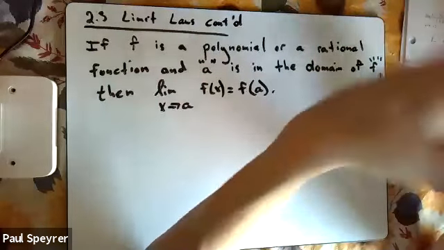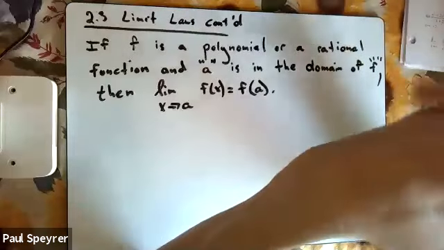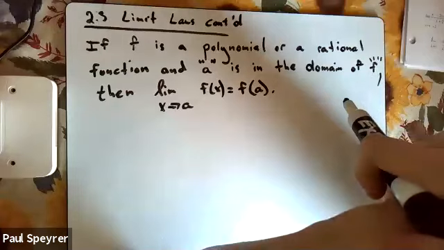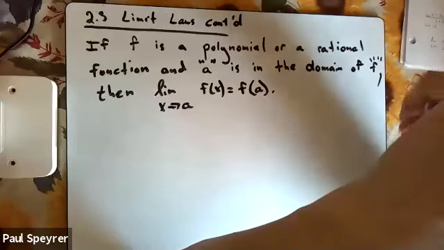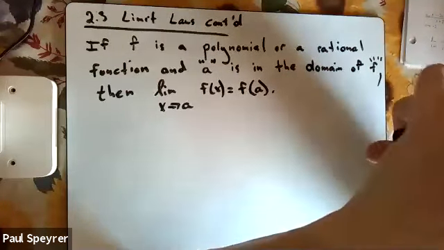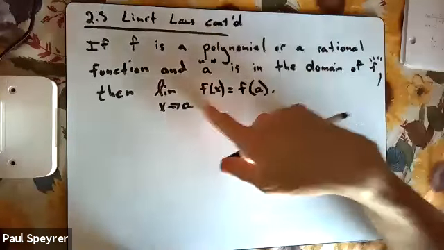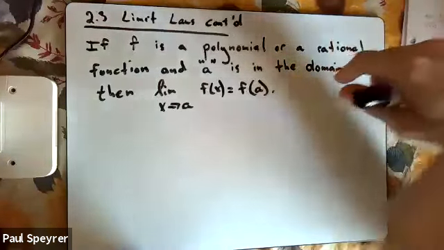We don't have to do t-table stuff and figure out these values. But this is another important concept right here. It says if f is a polynomial or a rational function and a is in the domain of f, then the limit as x approaches a of f of x is simply f of a. So what does that mean?